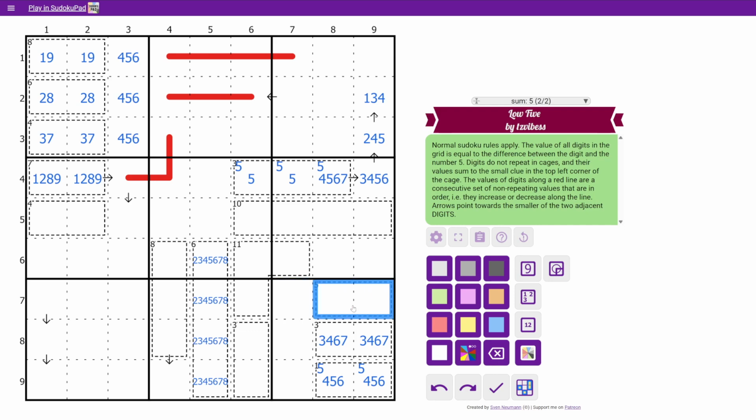So it will have a value of 2 and 3. So the 2 values are 3, 7. The 2 values are 2, 8.